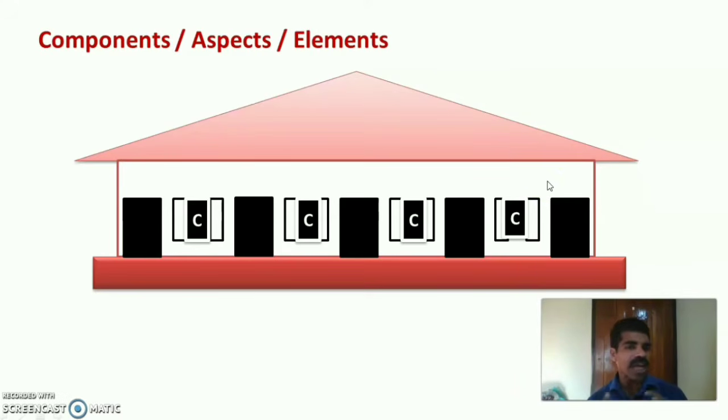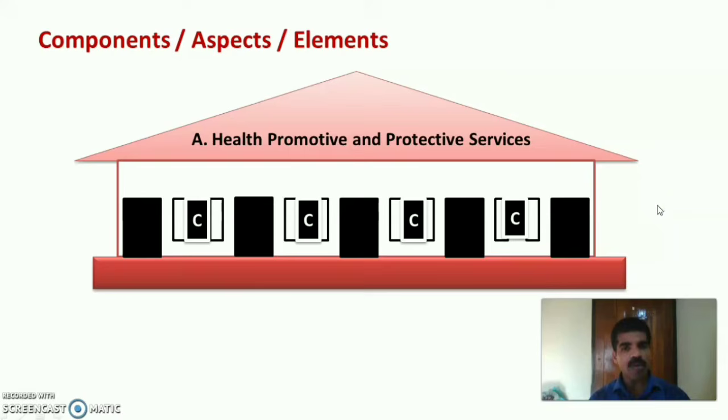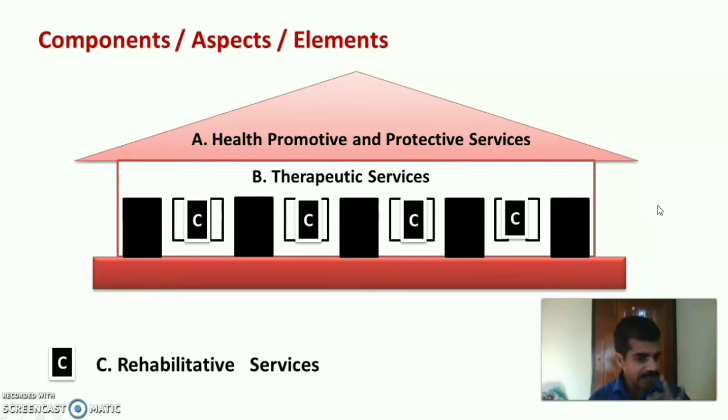Broadly, the components or aspects or elements of school health services can be classified into 4 important areas. They are health promotive and protective services, therapeutic services, rehabilitative services, and the last one is the school health record. So the elements of the school health program can be classified into four different areas: health promotive and protective services, therapeutic services, rehabilitative services, and maintenance of the school health record.